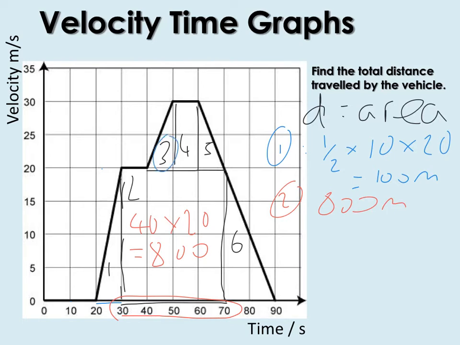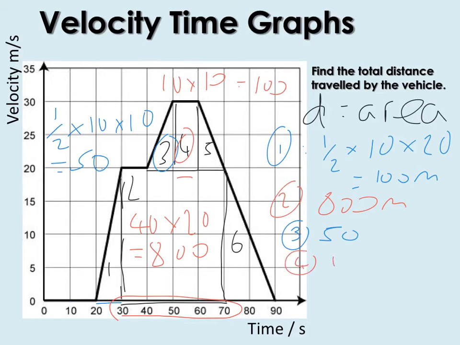Part 3 now, we're going to use the same thing as a triangle, so it's going to be half times the base of that, you can see is between 50 and 40, which gives us 10, multiplied by the height, which is 20 and 30, which also gives us 10. Put that into our calculator, we get an answer of 50. So 3 is 50. Looking at 4 now, again we're going to do base times height. We can see that the distance at the bottom there is between 60 and 50, which gives us a distance of 10, and the height is between 20 and 30, which is also 10, so that'll give us 10 times 10, which equals 100. So 4 will be 100 metres.